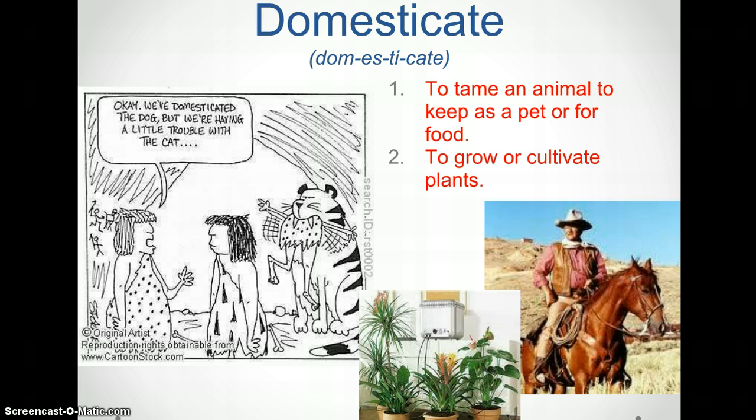The next word is domesticate. Domesticate has two parts to it. The first one has to do with animals, and the other one has to do with plants. So number one, it's to tame an animal to keep as a pet. If you have a dog or a cat in your house, that is a domesticated animal. Or you might be keeping that animal for food. If you have a cow and you're going to eat it, or a chicken and you're going to eat its eggs, that would be a domesticated animal for the purposes of food. And the second aspect of it is to grow or cultivate plants that you would later eat, such as corn or carrots.